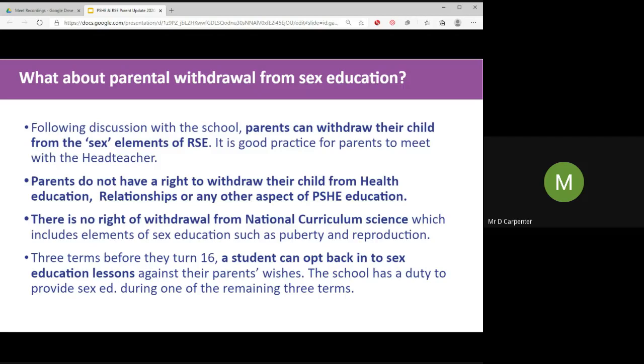Three terms before any student turns 16, they can opt back into sex education lessons, even if this is against their parent or guardian's wishes. The school therefore has a duty to provide sex education during one of these three remaining terms.